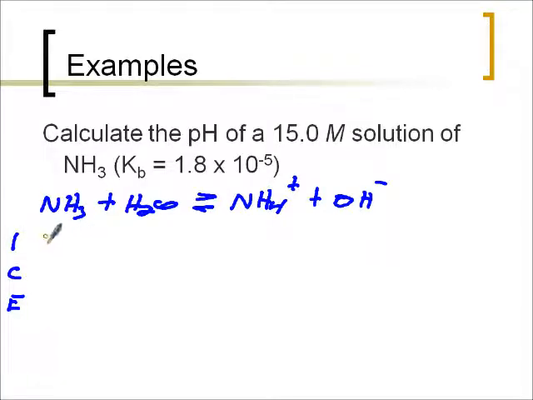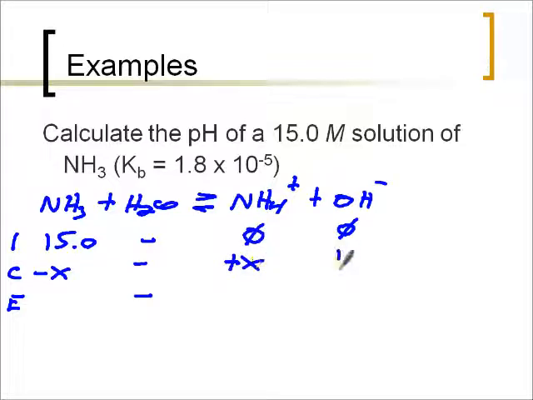So my initial is 15.0 molar here. This is going to start out with 0. This is going to start out with 0. I'm going to subtract x. And again, the water does not play any part in this. It's a liquid. This is going to be a plus x here and a plus x here. This is going to be a 15 minus x. Again, this is going to be x and x.